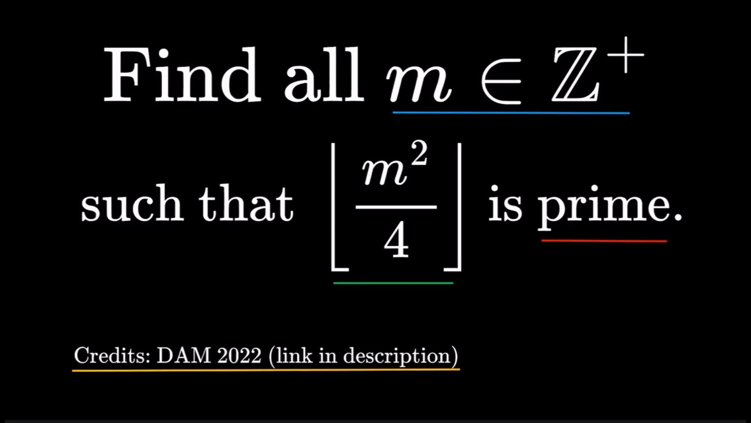Find all positive integers m such that the floor, or the greatest integer less than or equal to, m squared over 4 is prime. Now this item came from DAM 2022, an exam that dumplet has hosted.